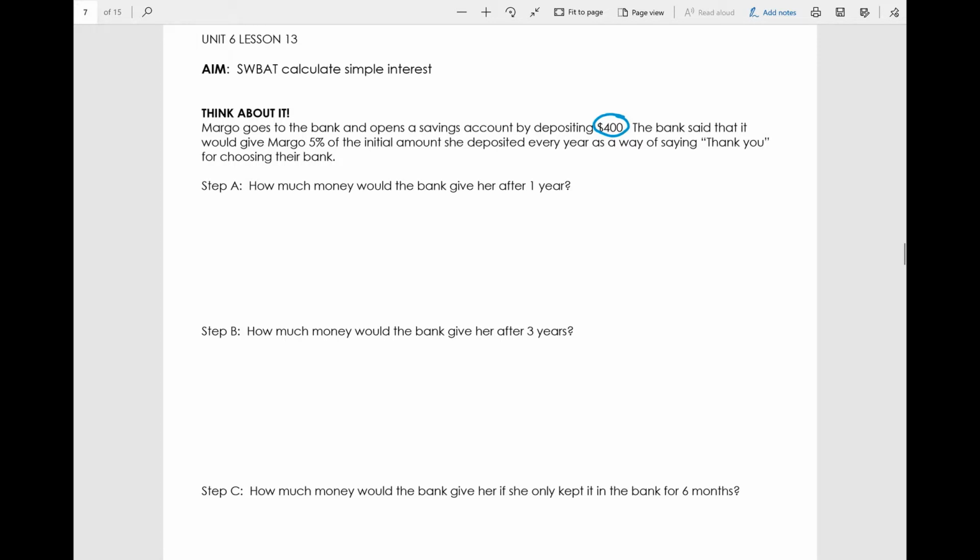The bank said it would give Margot 5% of the initial amount she deposited every year as a way of saying thank you for choosing their bank. How much money would the bank give her after 1 year?